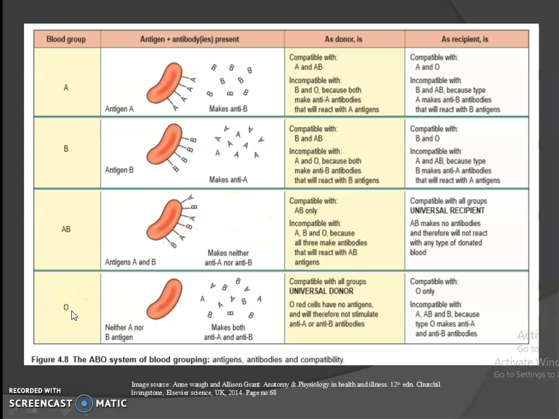The next is blood group O. In this blood group O, there are no A or B antigens on red blood corpuscles, but the immune system of this blood is able to produce A as well as B antibodies. These are the 4 blood groups on the basis of antigens A and B and antibodies A and B.